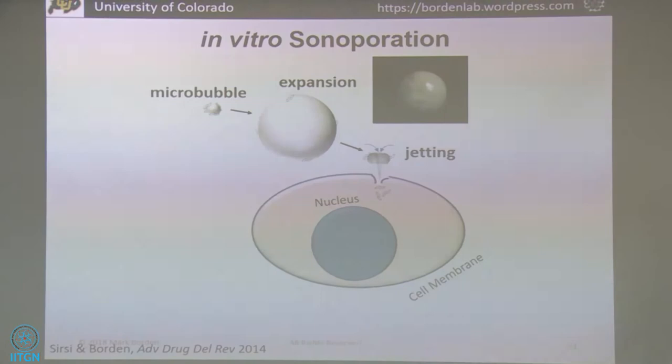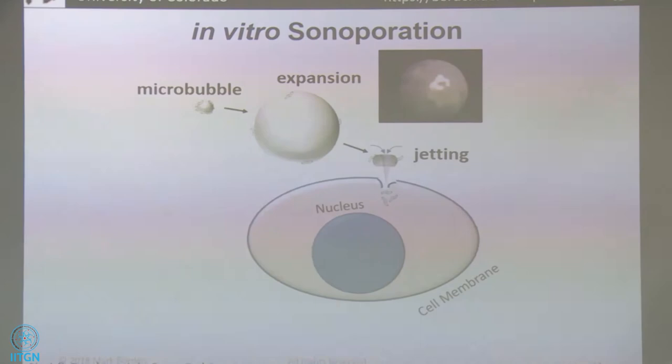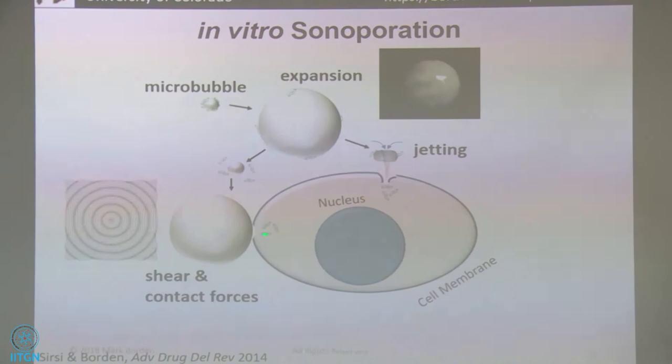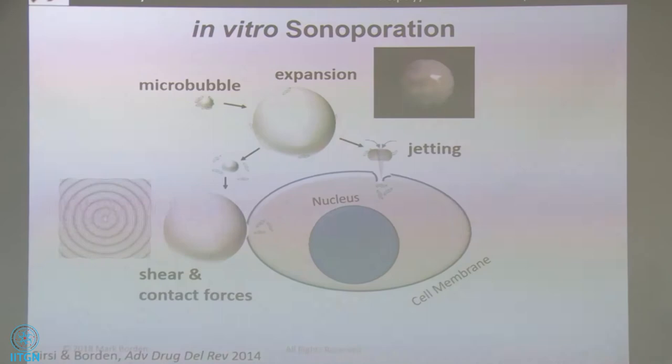And you want it to be a transient permeation, right? You want to create a hole so that the drug can get in, but the cell has to be able to repair that hole. There's also the oscillation of the bubble, where the shear forces and contact forces can potentially cause a pore in the cell membrane.